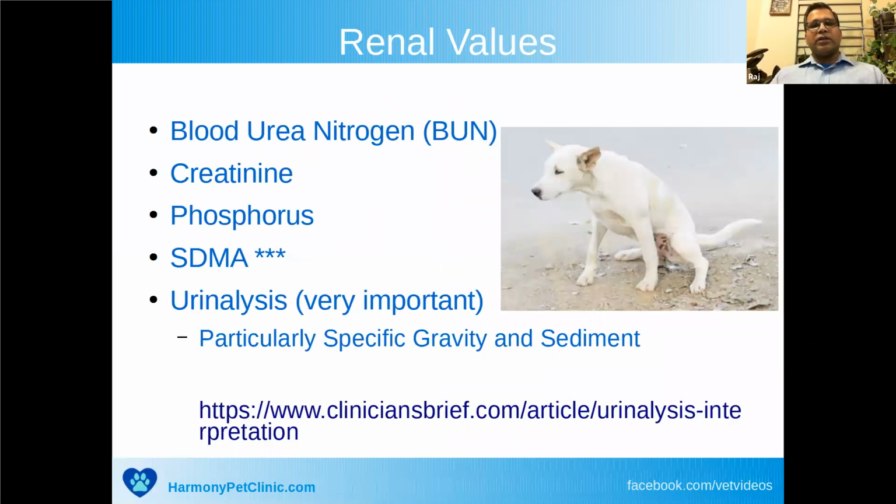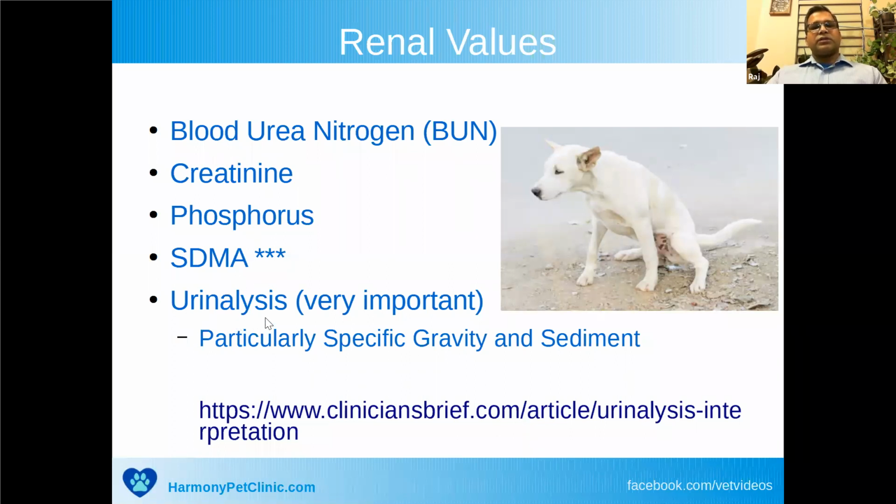So some of the renal values we test in the general practice are blood urea nitrogen, BUN, creatinine, phosphorus. SDMA is a newer test. It's available here with a lab called IDEXX lab. I learned that IDEXX may be opening some veterinary labs in India. So maybe pretty soon it may be available in India too, if it's not available so far.